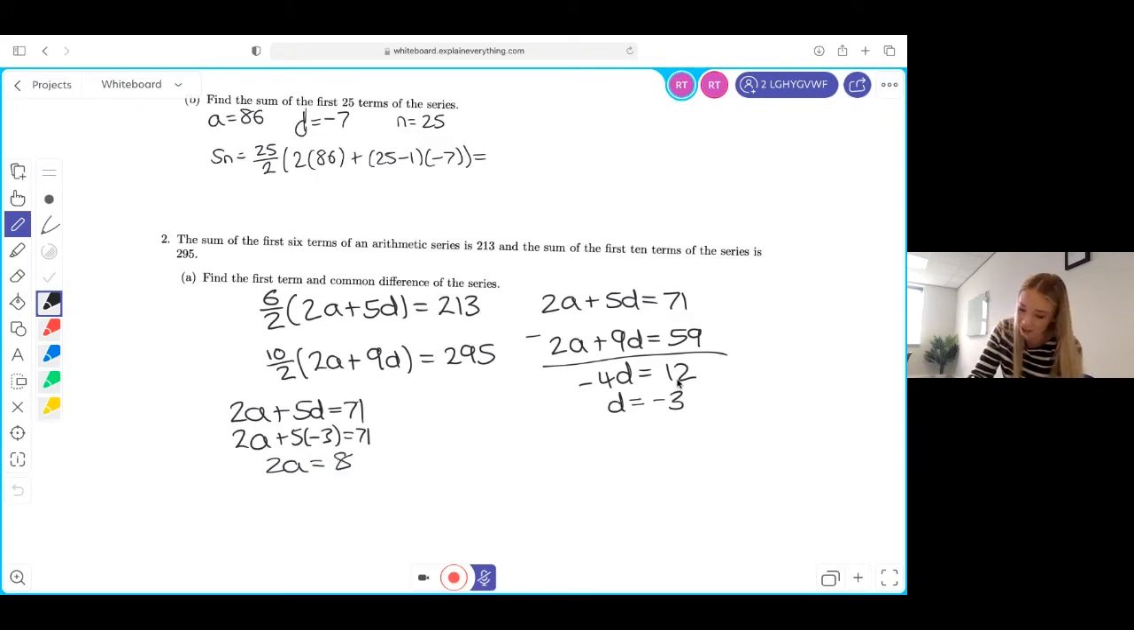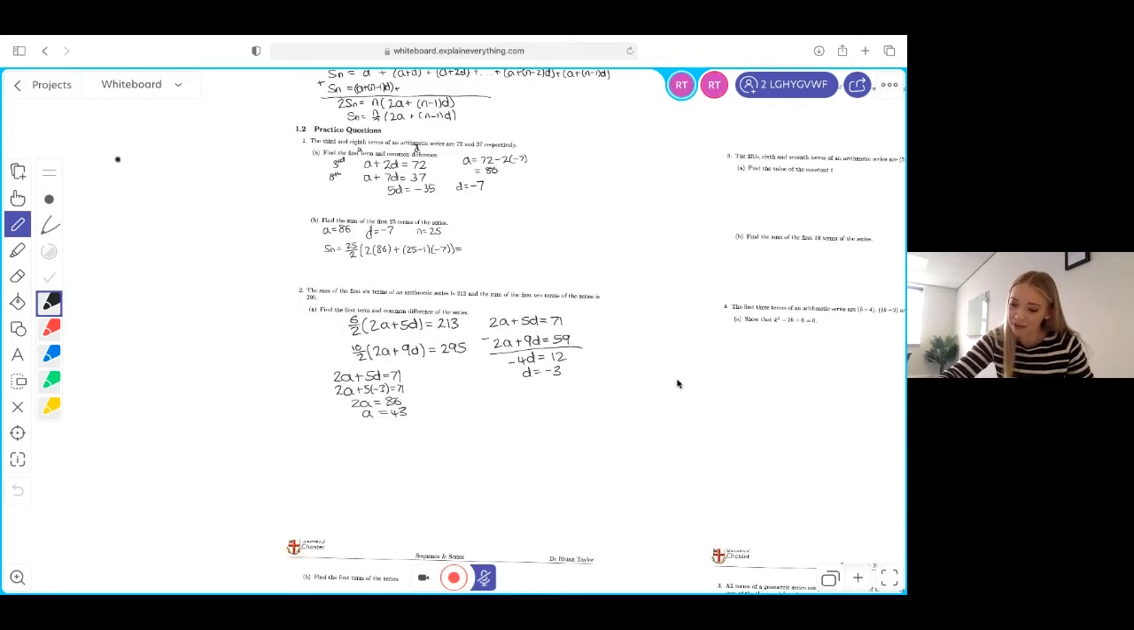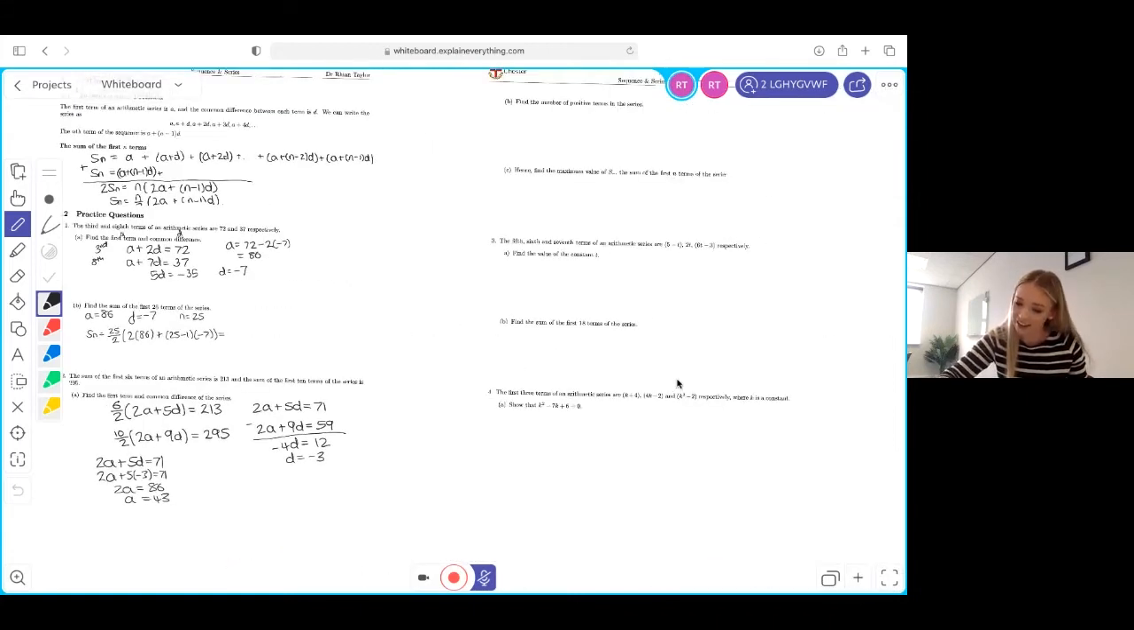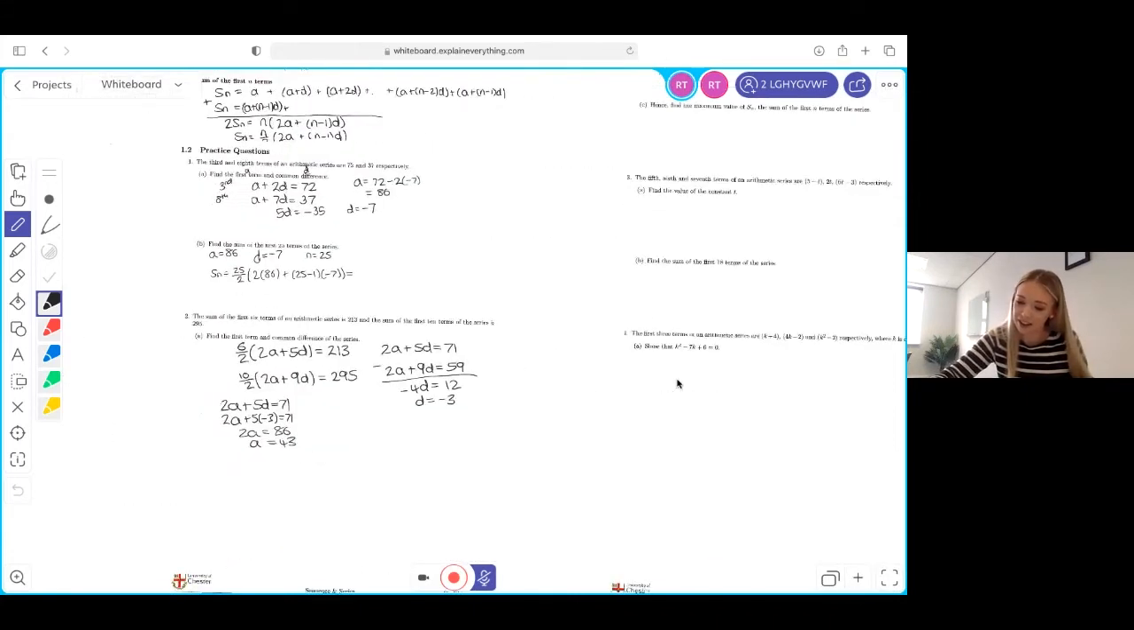I think we get 2a is 86, and then we'll have a is 43. So it's a lot of simultaneous equations practice. The next one that I'll go on to, we'll use those values that we have, and this one gets a little bit trickier.